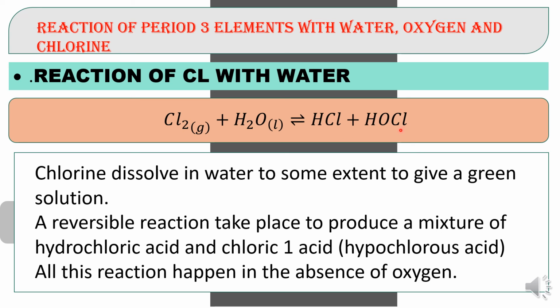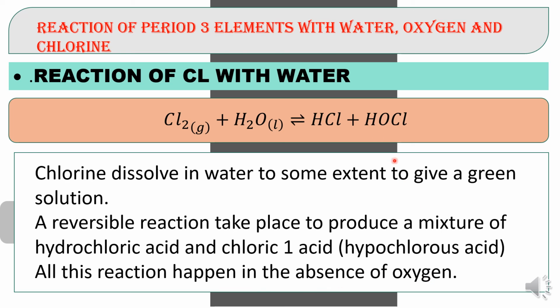The first point is that chlorine dissolves in water to some extent to give a green solution. A reversible reaction takes place to produce a mixture of hydrochloric acid and chloric(I) acid, hypochlorous acid. Chloric(I) acid is the IUPAC name of hypochlorous acid. All this reaction happens in the absence of oxygen.